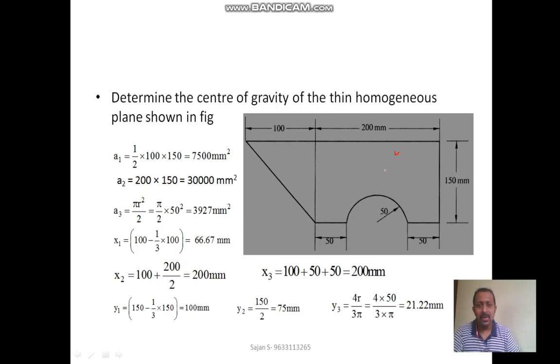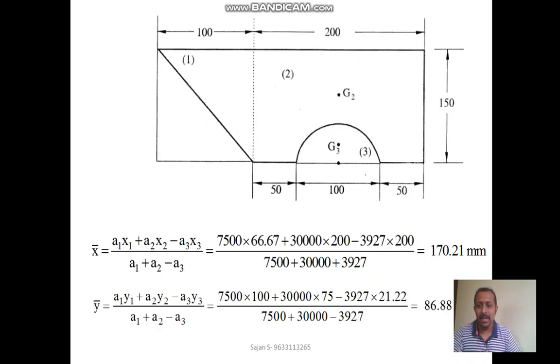Okay, so for finding out the centroid of the given shape, we have to find out x bar and y bar. That is, x bar is the distance from y axis to the centroid of the composite body, and y bar is the distance from x axis to the centroid of the composite figure. So as we know, the equation for finding out x bar is a1 x1 plus a2 x2 plus a3 x3 divided by a1 plus a2 plus a3.